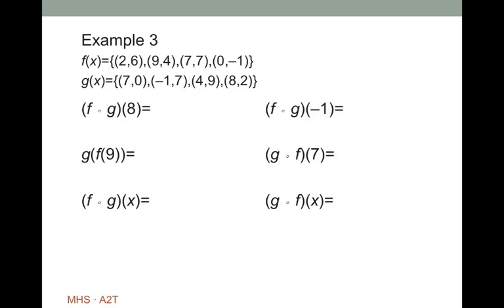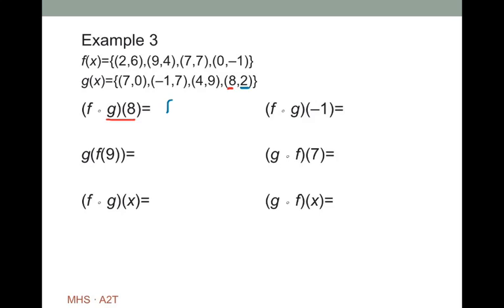Okay, so same thing with g of x. You have (7, 0), (-1, 7). So 7 is the x value, and 0 is the g of x value. So if it says to do a composition of f of g of 8, then what you want to do is first evaluate what g of 8 is. In other words, plug in 8 for the x value of g, and see what you get out.